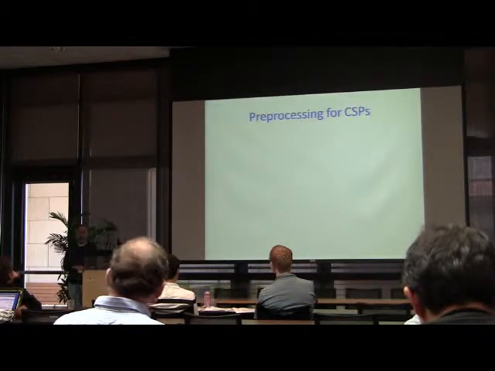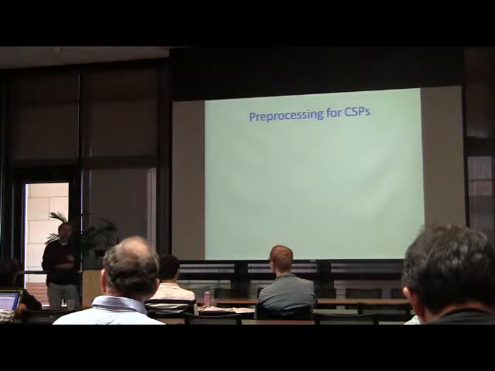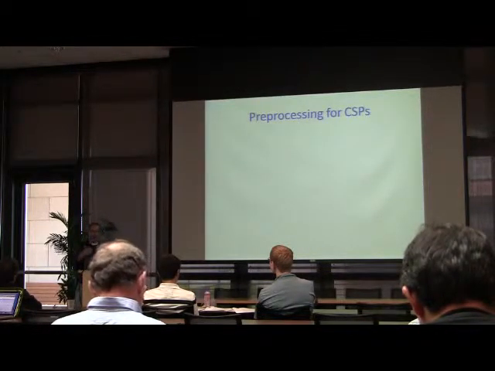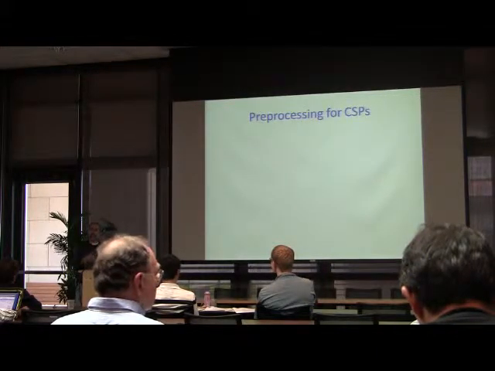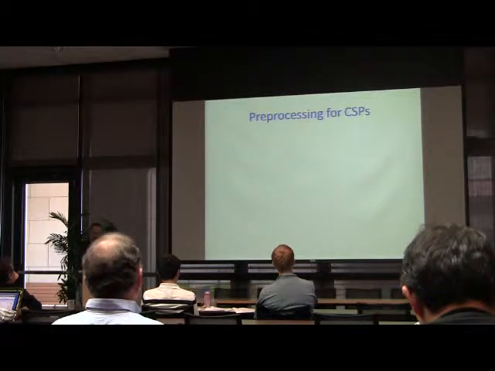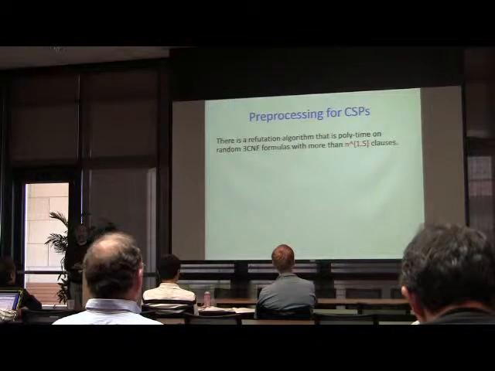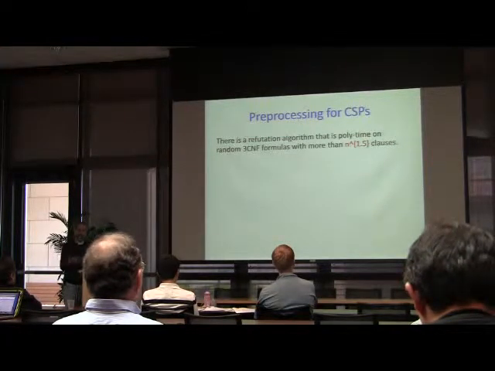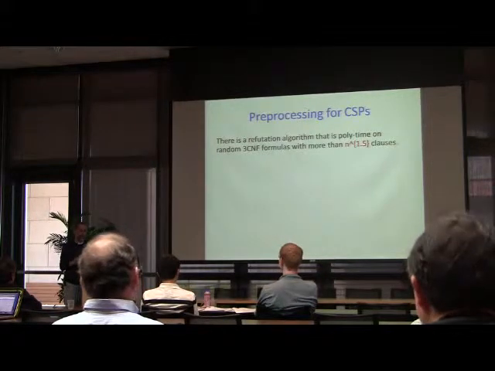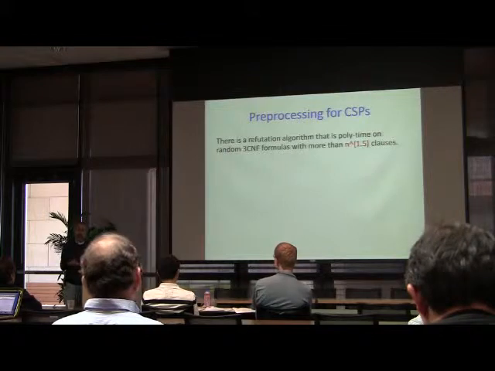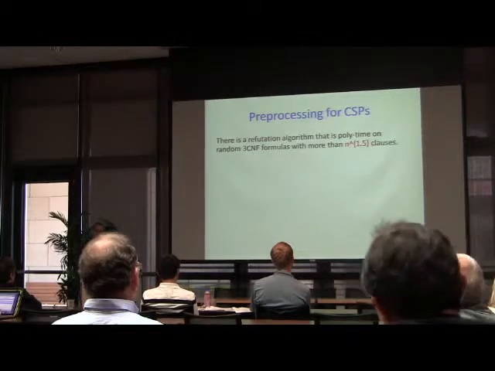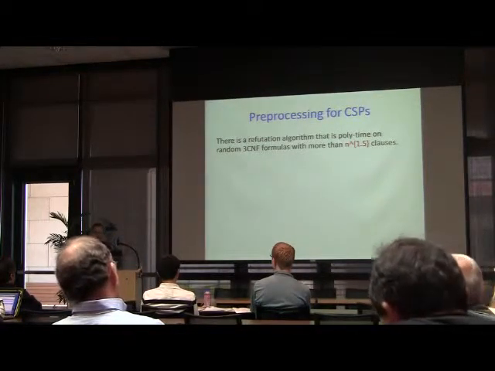So what about preprocessing for constraint satisfaction problems? Here the situation is less clear, and all I have is some sort of mild evidence from work on random constraint satisfaction problems indicating that preprocessing the factor graph may help. It will be only one slide. It is known that if you have a random 3CNF formula that has a lot of clauses, more than n to the 3/2 clauses, then there is a refutation algorithm that on these formulas manages to prove that they are not satisfiable, and does so in polynomial time. So random 3CNF formulas, if they are dense enough, are not that difficult.